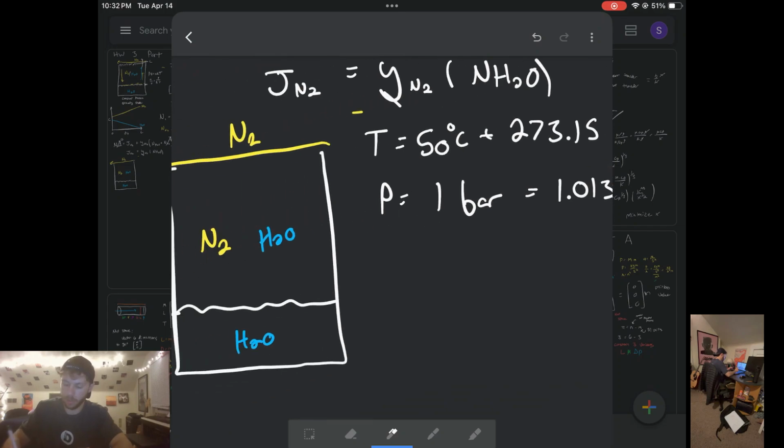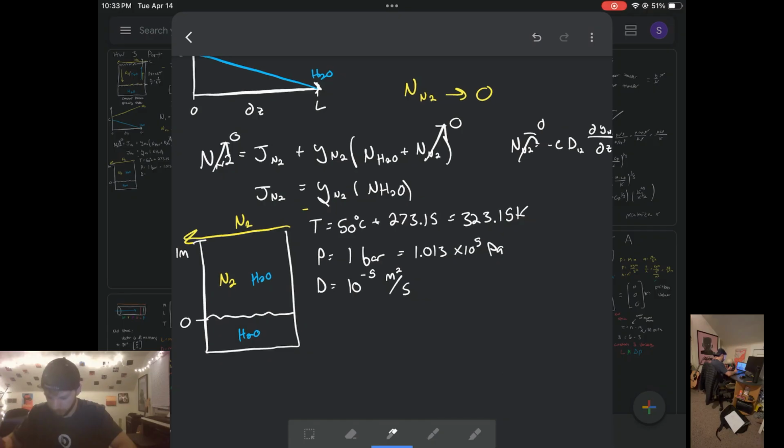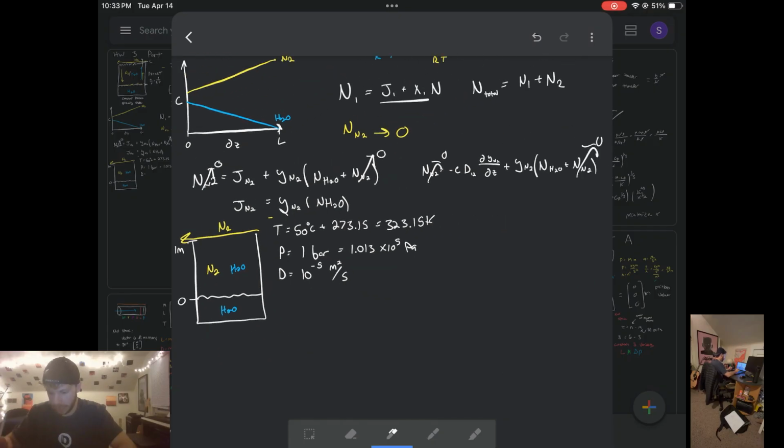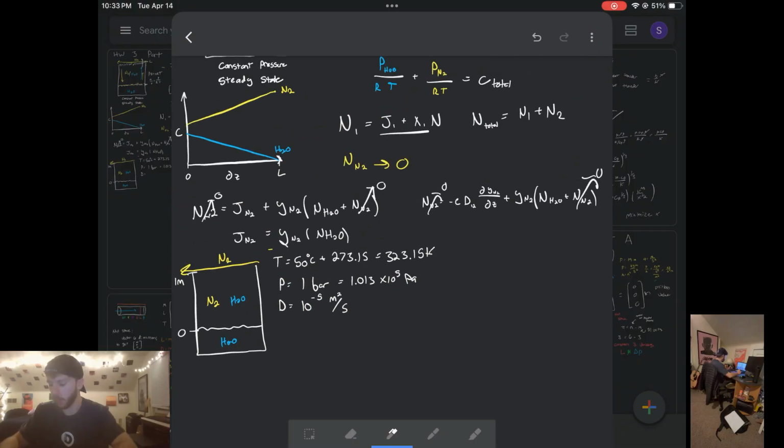And our diffusion coefficient is 10 to the negative 5 meters squared per second. Okay, so in this question, we will solve for the total flux of our water. So we'll write that out, same thing how we did up here with our nitrogen.